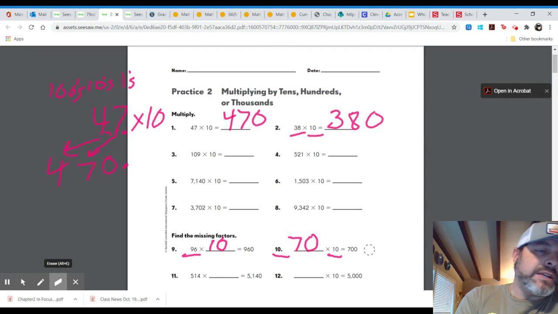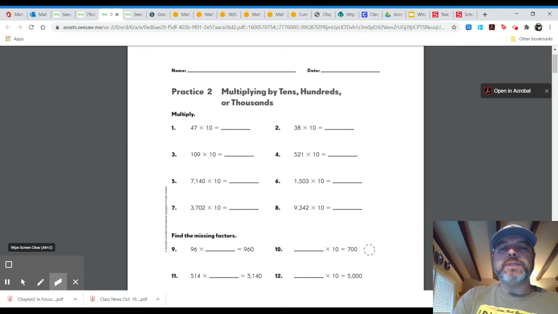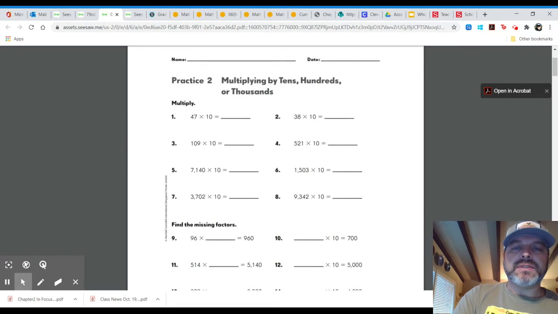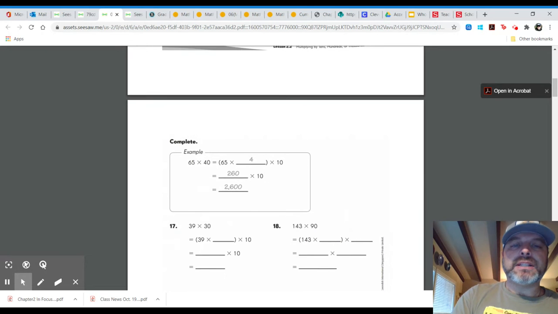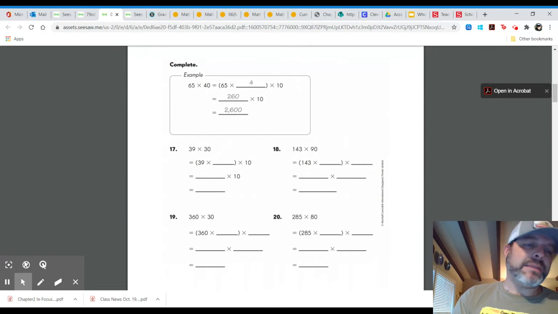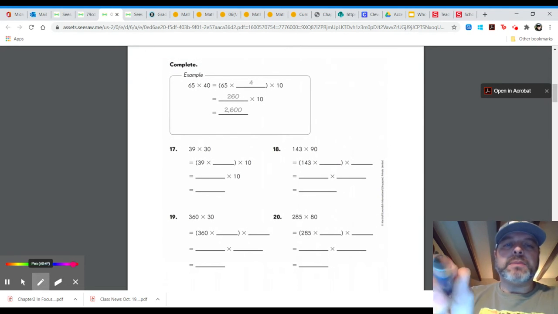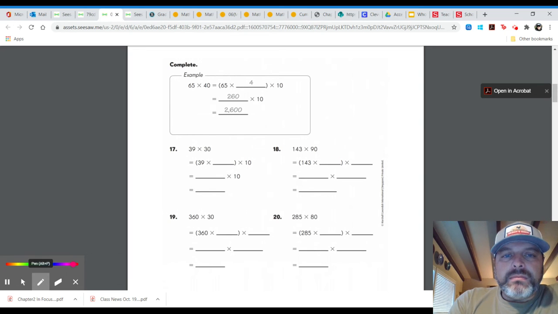All right, I'm going to go ahead and erase this page, everybody. Bye. And then I'm going to move it up, okay? So I'm going to move this page up a little bit. And we're going to look at the next page. Now, the next page, they give you an example, okay? So here's the example.